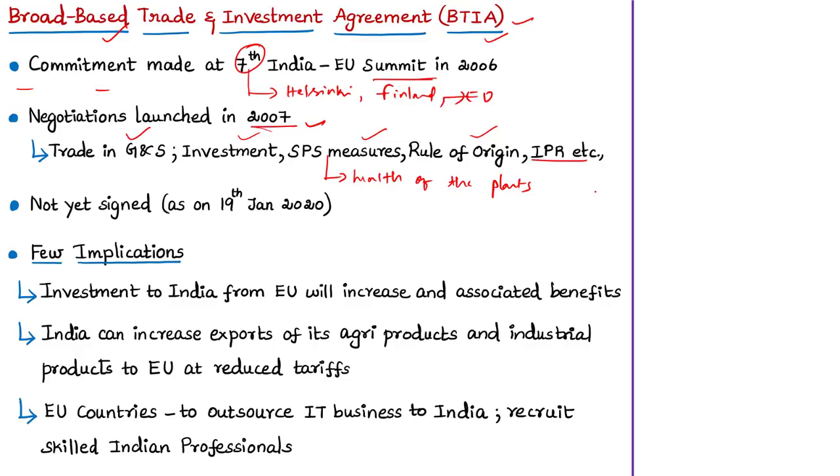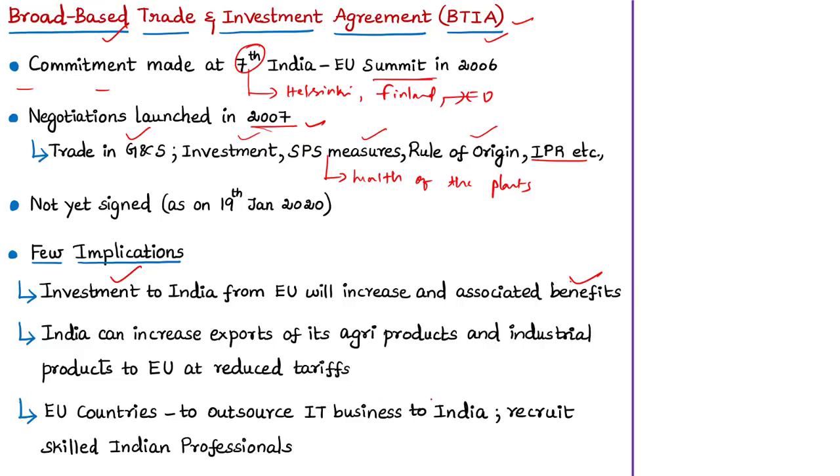So even after multiple rounds of negotiations, there is no agreement yet, to boost the bilateral trade and investment ties as committed by the leaders in 2006. So if this agreement comes into effect, there will be huge investment coming to India from the European Union region. The investment will come with benefits of job generation and growth. This will be beneficial at a time when India is facing a slowdown in the economy.